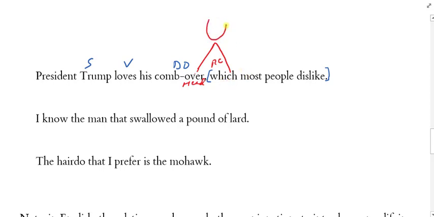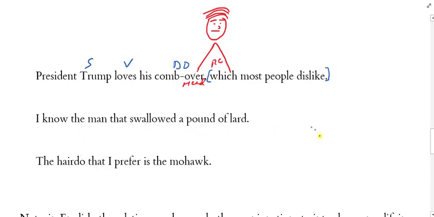So here, I'll draw a picture of his comb-over now. See, there it is. He can't smile. It looks like he's wearing a dress, doesn't it? Oh, boy. Okay.